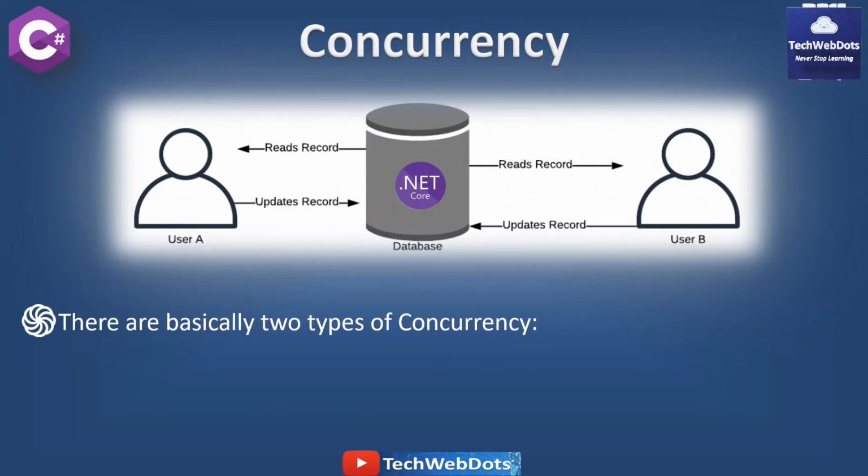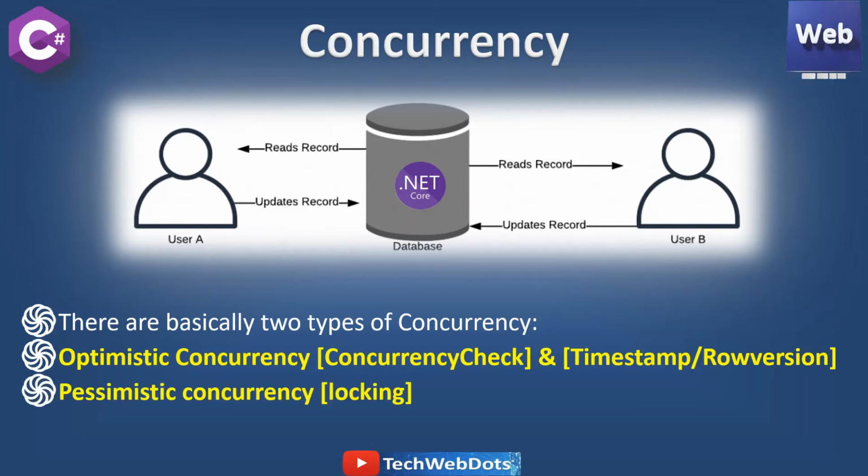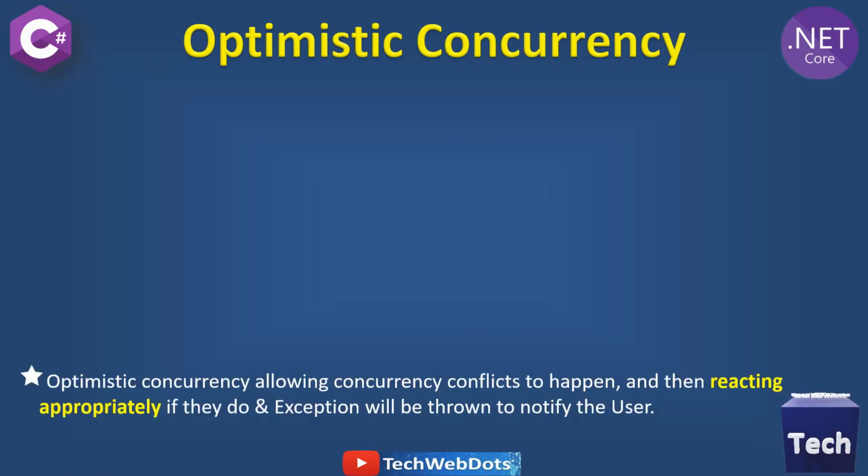In Entity Framework Core, there are two types of concurrency that I would like to discuss. First is optimistic concurrency, which contains the concurrency check attribute and timestamp, or you can say row version, which is a newer one. The second one is pessimistic concurrency, which is based on locking. Let's move ahead to check what exactly optimistic concurrency is.